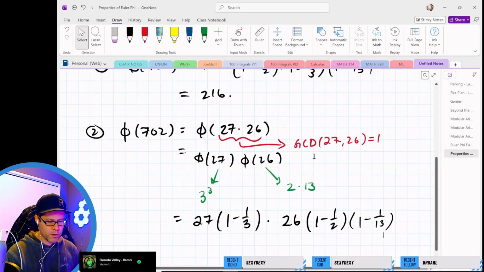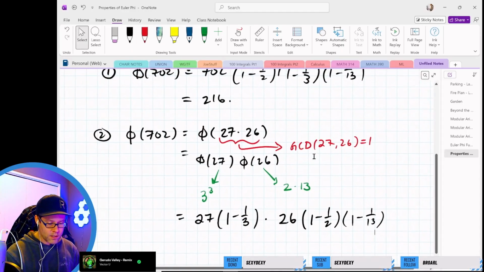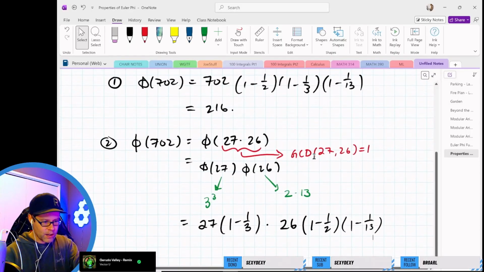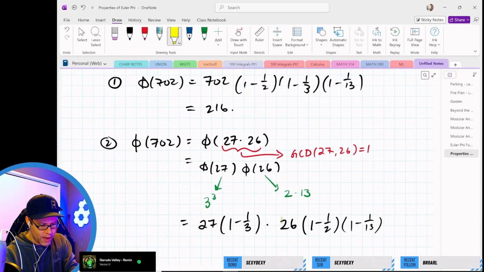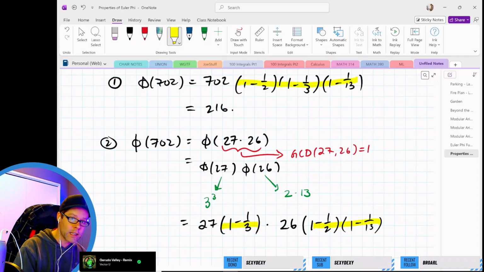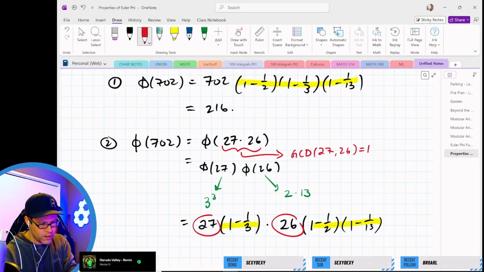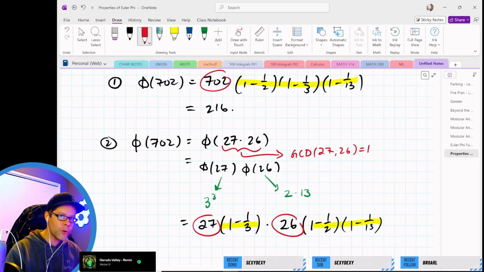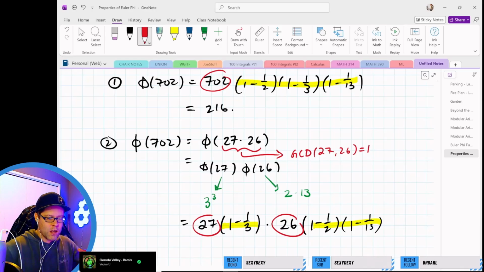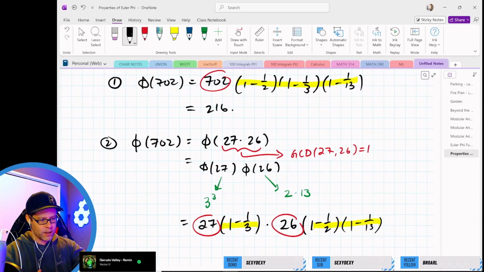Okay, so I can break these apart individually like this. And notice, too, that I am capturing what I originally had, right? I can see these three factors that I had originally. They're still there. And this 27 times 26, well, that's really 702. So as long as I'm looking at co-prime factors, when I continue down the line, I recapture all of the factors that I need to get that 216.